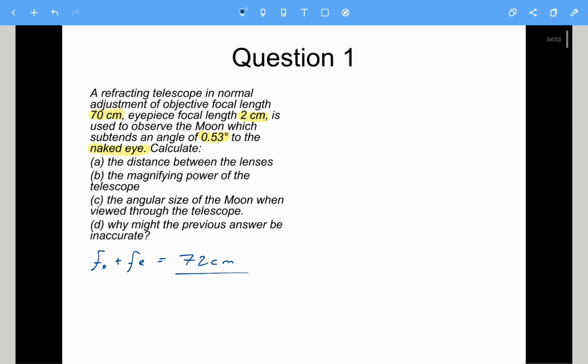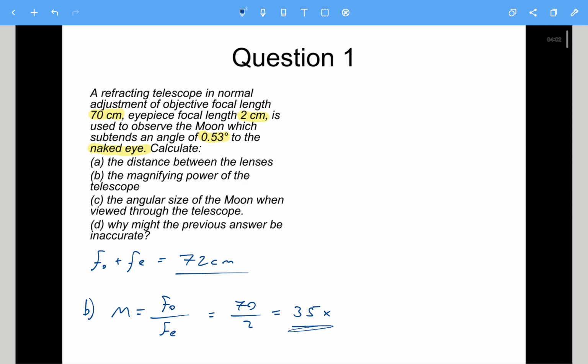Part B, the magnifying power of the telescope. The equation for magnification is f0 over fE, objective lens over eyepiece lens. That's equal to 70 centimeters divided by 2 centimeters. So that gives us a magnification for this telescope of 35 times. You could put that into meters, but you'd just get the same answer.